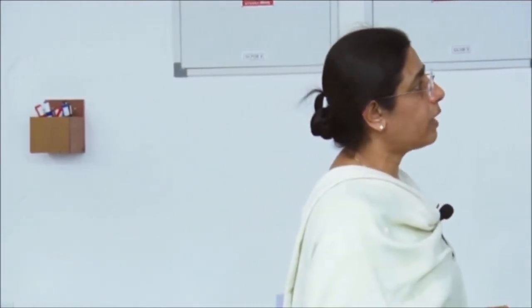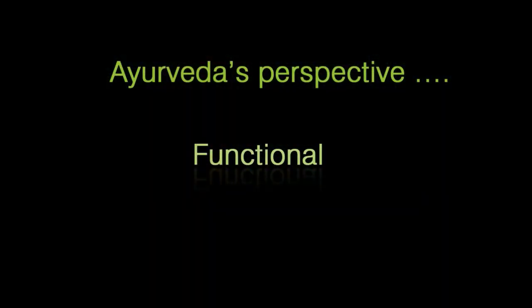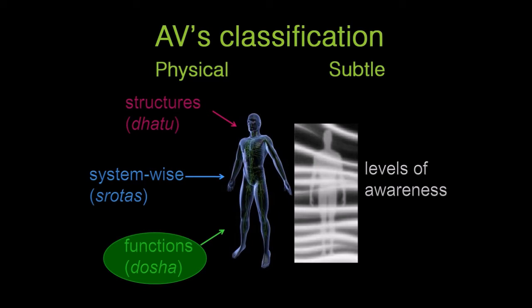So a function has many contributing factors, and we can say that it's an emergent property of all these contributing factors. Now what is interesting is that structure and biochemistry, which is the viewpoint of modern medicine, is inbuilt into the function. Now this is exactly how Ayurveda looks at the human system. So Ayurveda's perspective of the human system is predominantly functional in nature. Having said that, I would like to say that there are other perspectives also in Ayurveda.